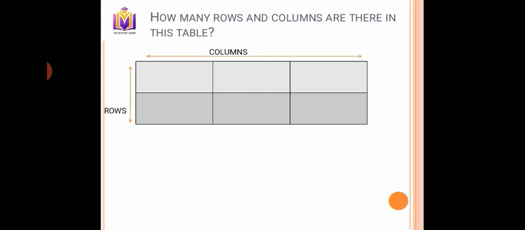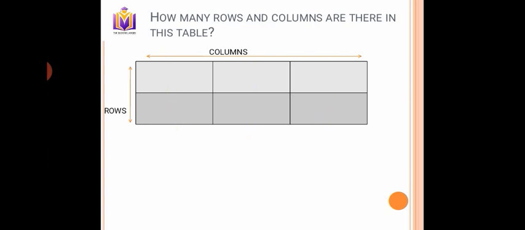So first is, how many rows and columns are there in this table? A table is given here, so we have to count the number of rows and columns. Many of us get confused about how many rows are there and how many columns are there. So to keep that in mind, the lines that are sleeping, we call them rows, and the standing lines we call columns.